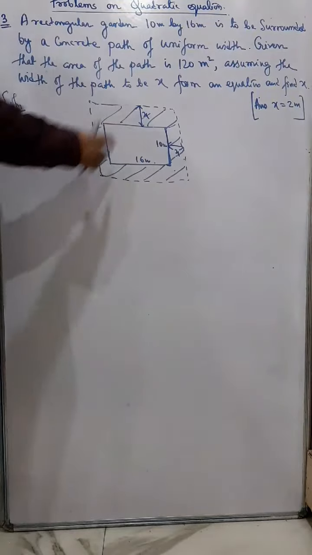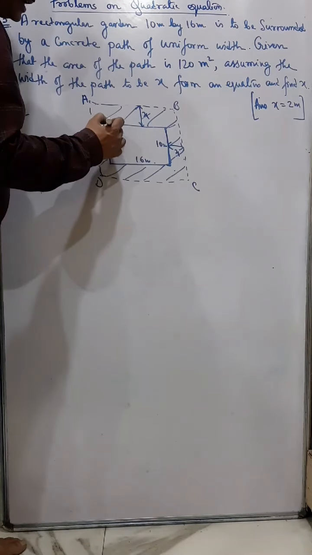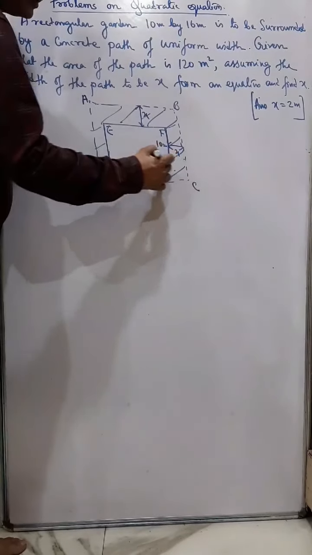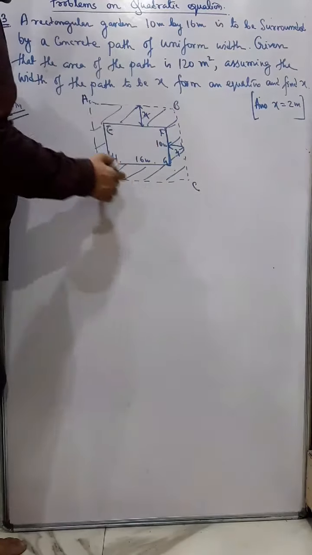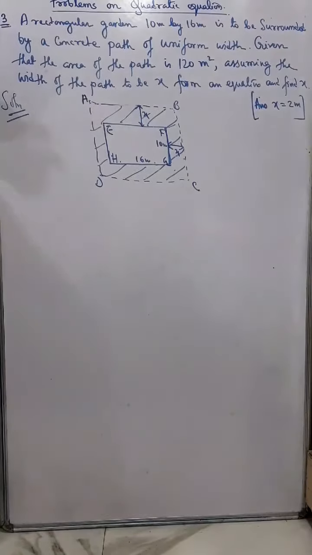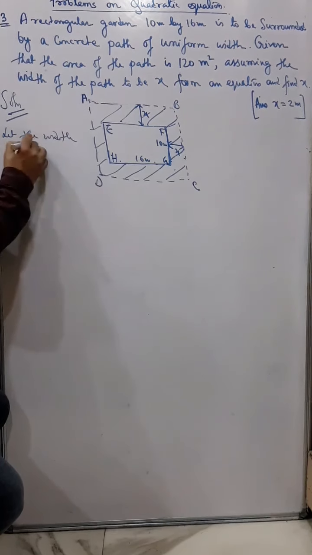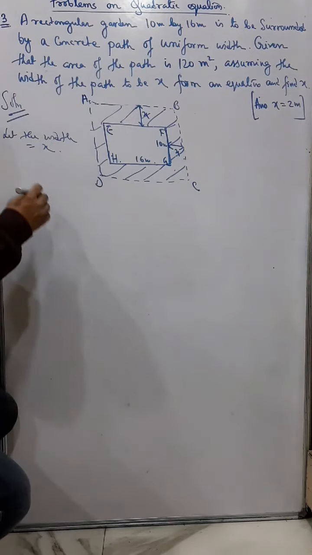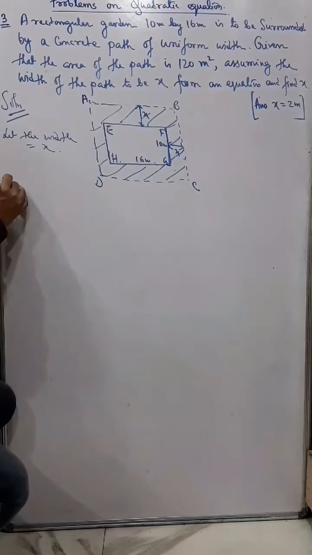Now generally, to find the area of this path, what do you have to do? You have to find the area of ABCD minus the area of EFGH. Is it not? The area of the external rectangle minus the area of the internal rectangle will give you the area of the path. So in that concept only we will go. We have already taken the width of the path to be x. Here the internal length I know is 16 and the internal breadth is 10. Now what will be my external length?